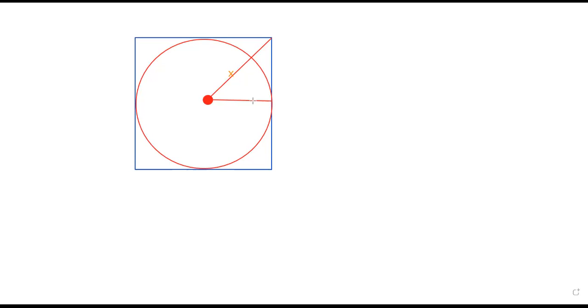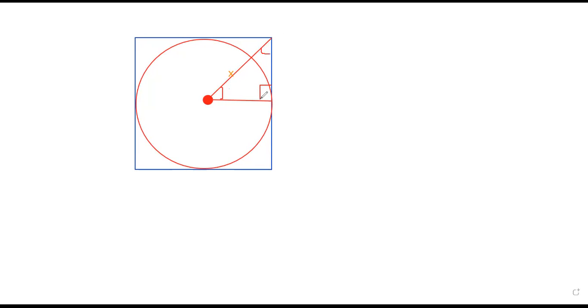This line segment, which is also the radius of the circle, goes from the center of the circle to the right side of the square. This creates 45, 45. Can you see the angles? This is now 45, and here we have also 45 degrees. So we have a right angle triangle now.